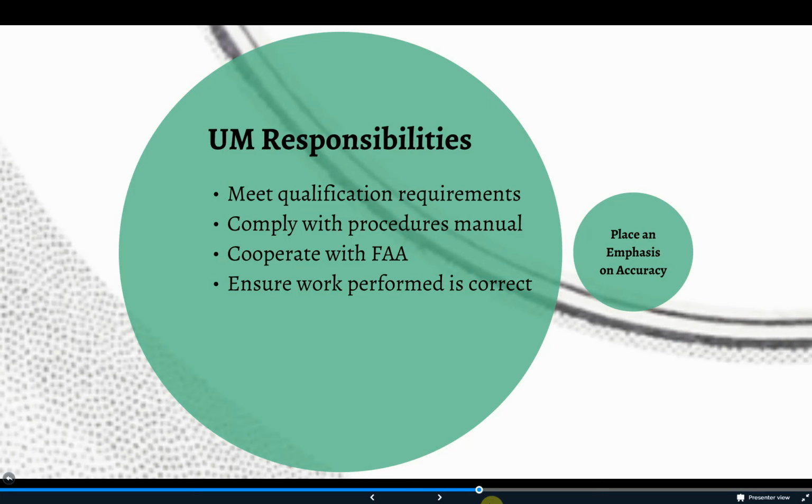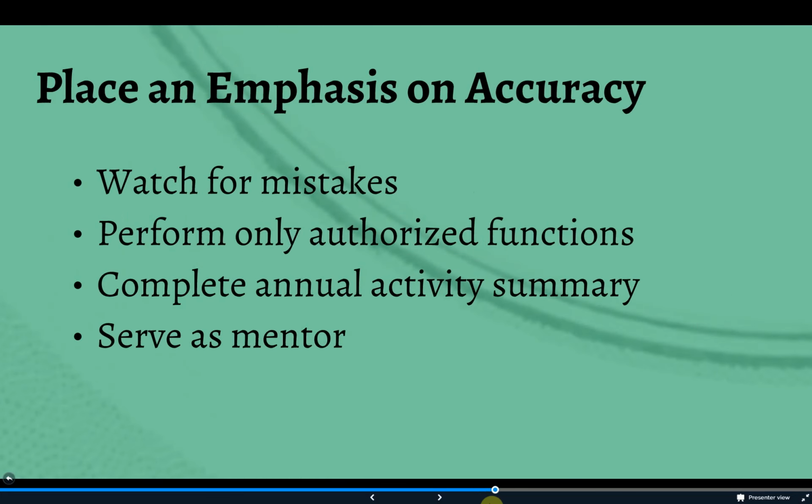This particular item deserves a bit of emphasis, as accuracy on forms is always targeted in internal and FAA audits. Unit members need to take special care when reviewing, drafting, and signing ODA forms. Typos are easy to make, but not as easy to detect, so please watch for mistakes. Make sure you perform only the functions that have been authorized to you specifically.